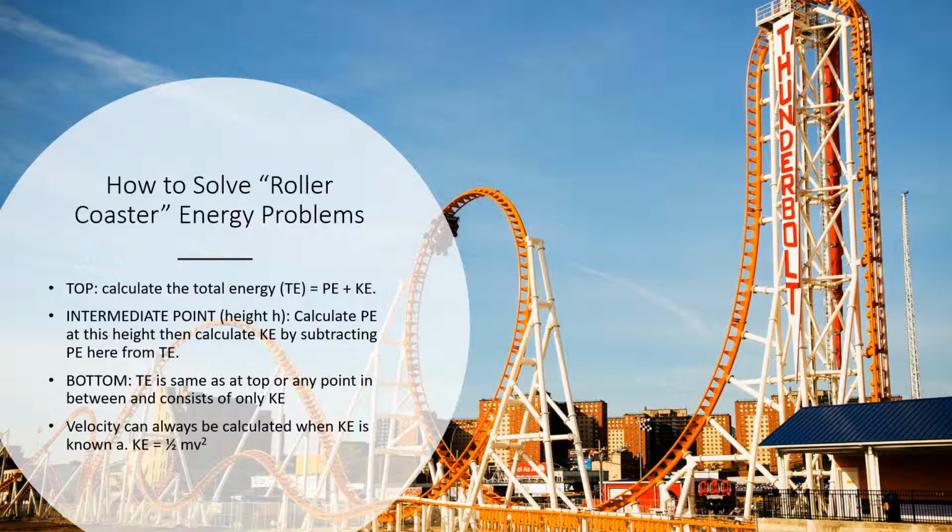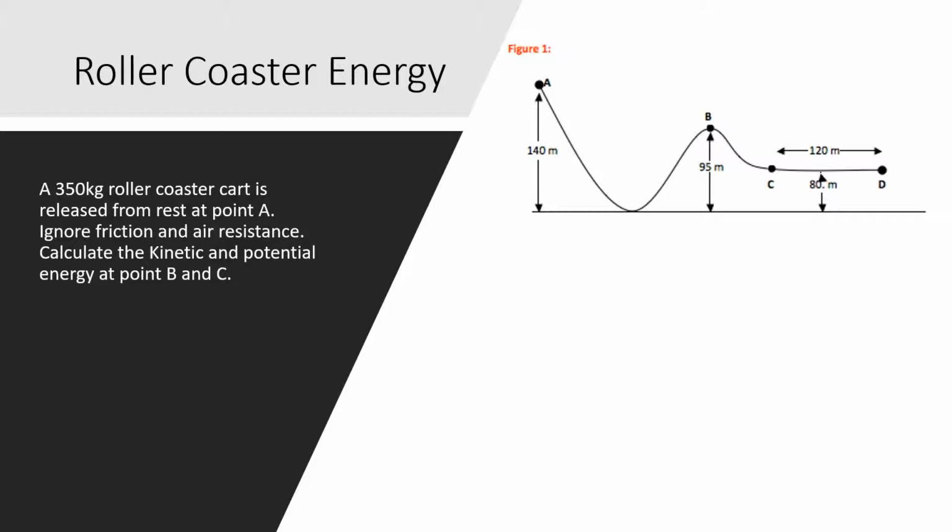So velocity can always be calculated when kinetic energy is known because it's 1/2 mv squared. Very, very easy. All right, so let's take a look at one of these problems here. We got a roller coaster. We got a few points. Notice I got points A, B, C, and D. And I got a bunch of measurements for how high things are.